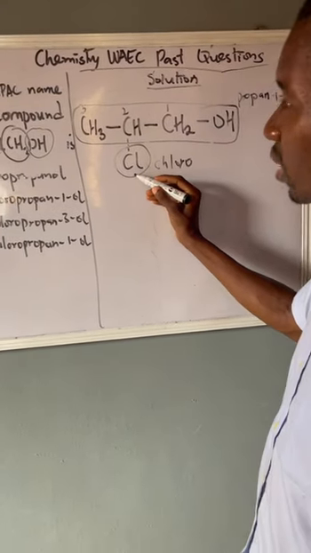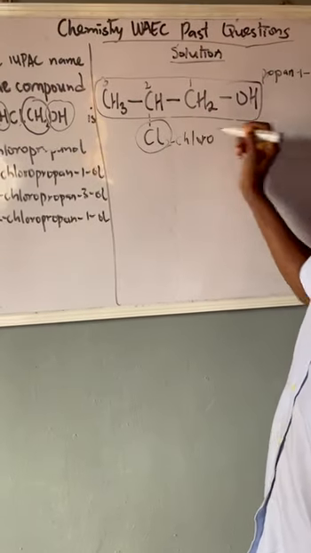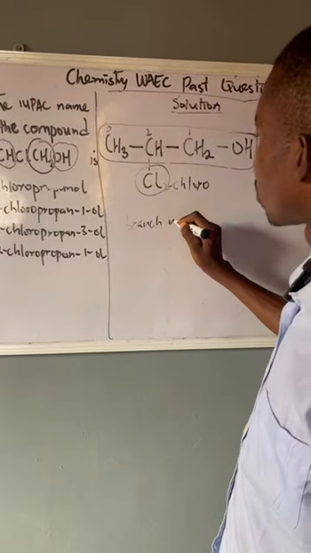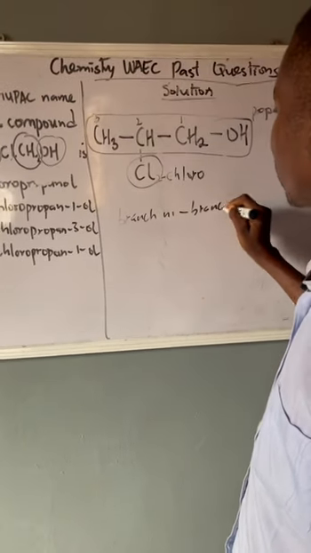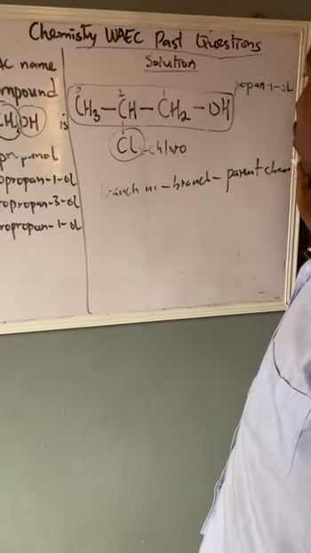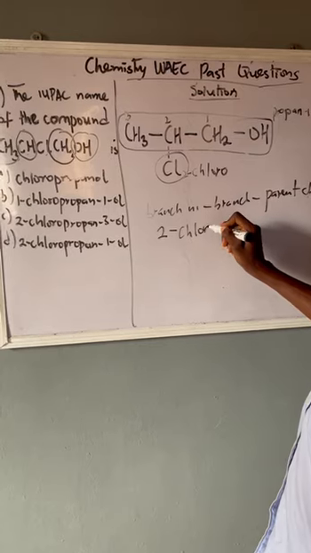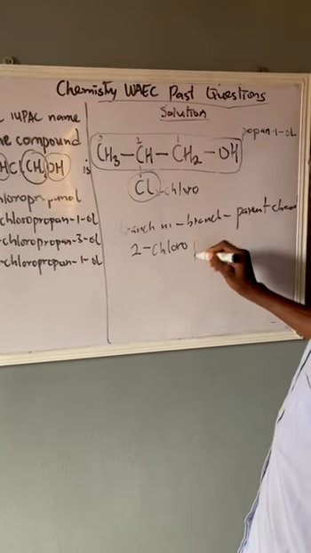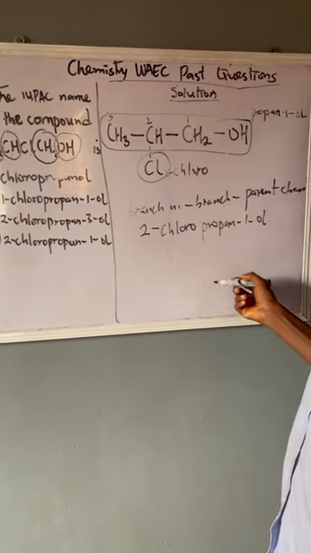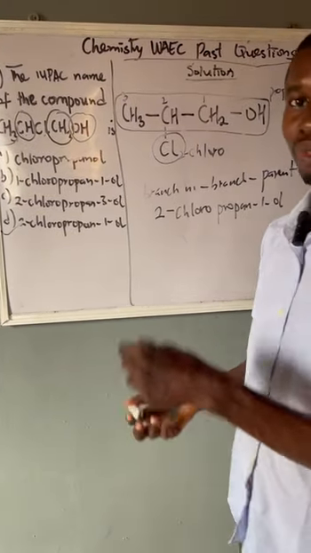Now our substituent is attached to which carbon on the parent chain? That is 2-chloro. So putting them together, the rule says your branch number, your branch, and of course your parent chain. So what's the branch number? 2. What is the branch or substituent? Chloro. Now what is the parent name? Propan-1-ol, or simply propanol. So that's option D. So that is how we name the compound. So we'll move to the next question.